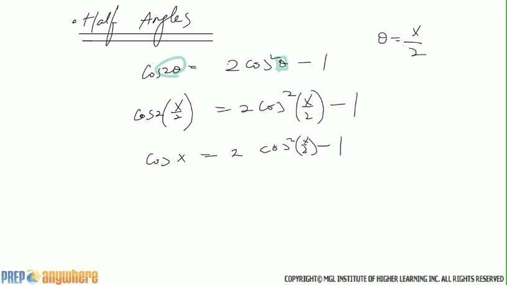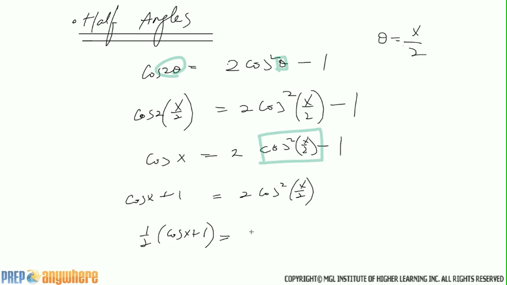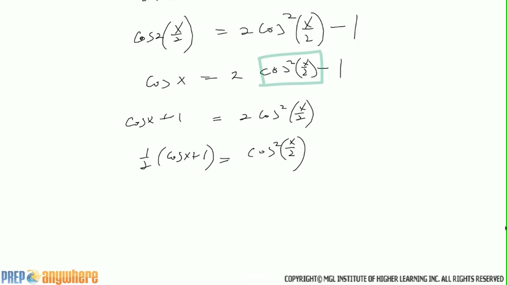So now let's isolate this. So you get cosine of x plus 1. Okay, and then you can divide both sides by 2 and you get a half cosine of x plus 1 is equal to cosine squared x over 2. And our ultimate goal is to isolate the cosine of x over 2. So you get plus or minus square root of, okay, let me write like this, 1 plus cosine of x over 2.